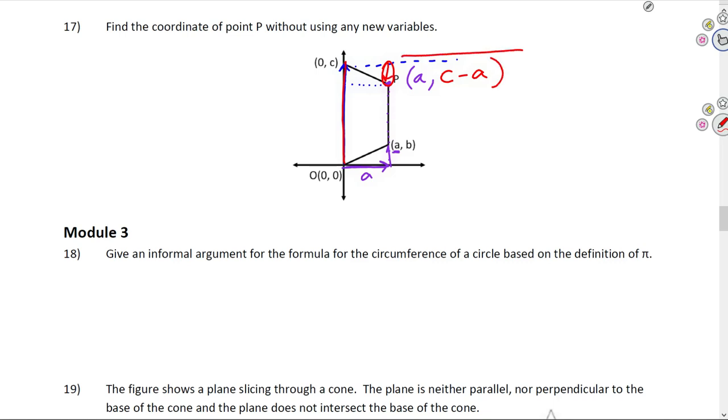Whoops, I made a mistake. I'm sorry. This is B. I go down B. So this length right here is B. So I go up C and then I go down B. And this is the coordinates of point P without using any new variables.